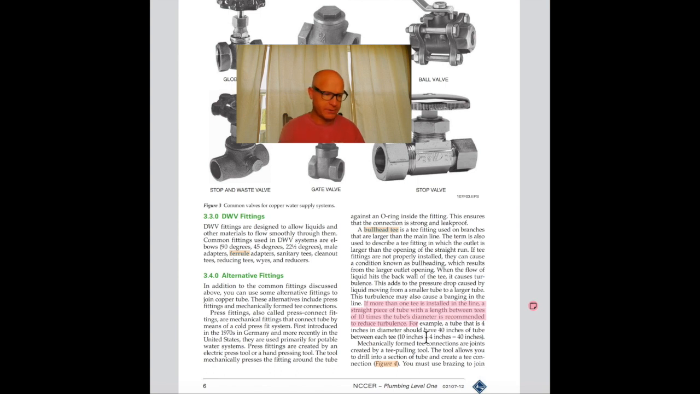If you have a 4-inch, here in the example, it says 4-inch T's should have a minimum distance of 40 inches. So it's literally taking the size of the tube or the T and multiplying that by 10, and that's how close minimum those T's should be to reduce turbulence.